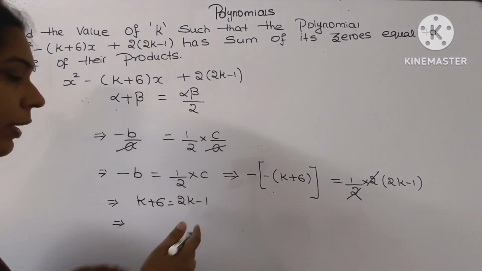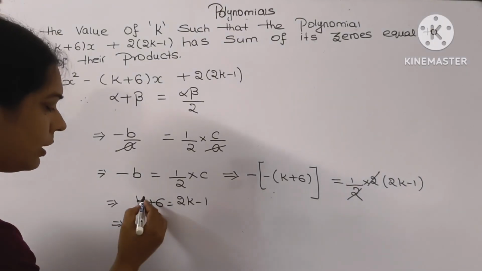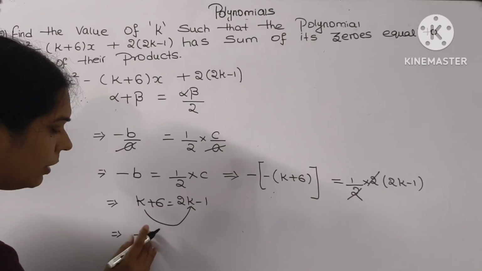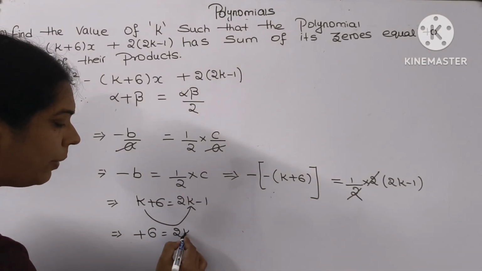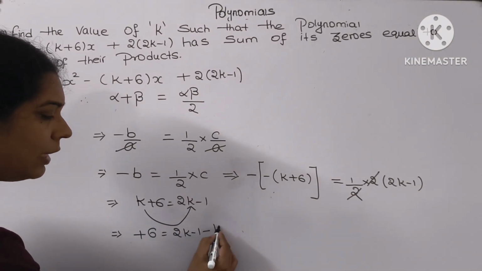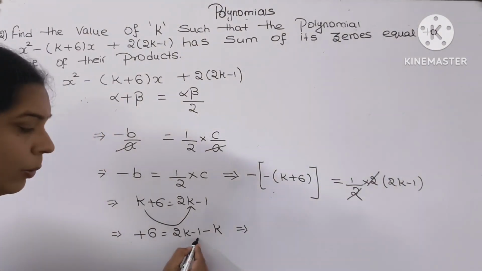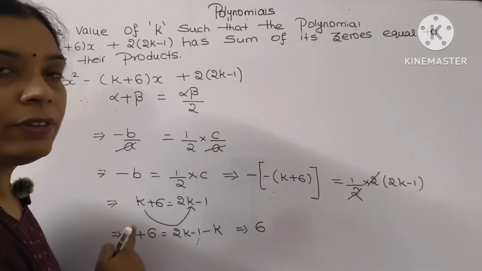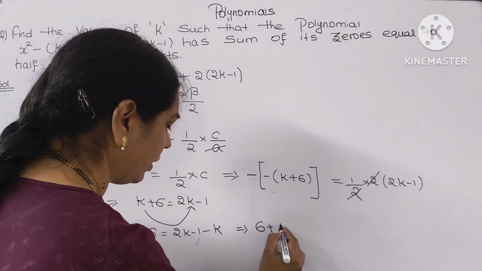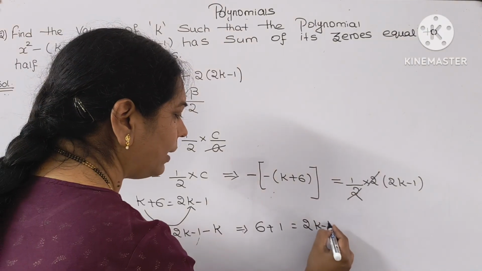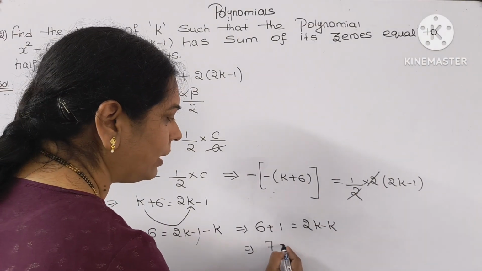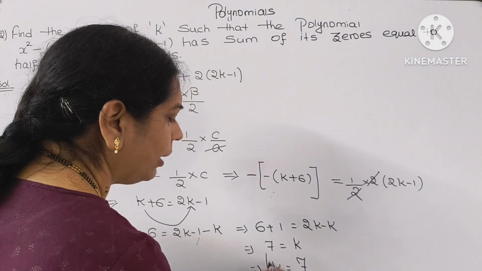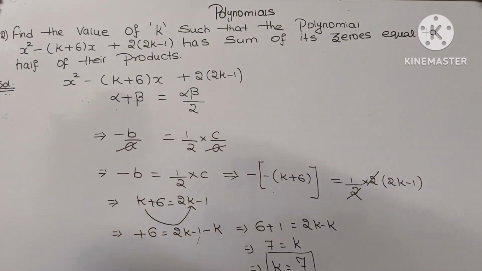So, get all the k terms to one side and the constants to the other side. I will move k to the other side. So what will happen? 6 is equal to 2k minus 1 minus k. When it moves to the other side, it becomes minus. Then in the next step, I will move minus 1 to the LHS. Minus 1, when it moves to the other side, becomes plus 1. So 6 plus 1 is equal to 2k minus k, which means 7 is equal to k. That implies the value of k is 7. Keep this in a box. We are done.